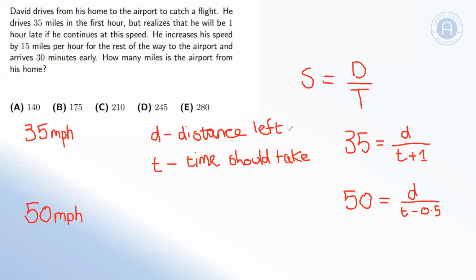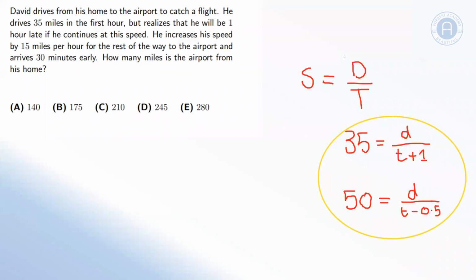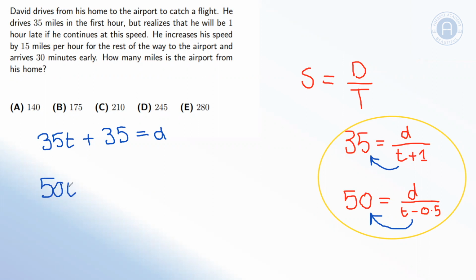Okay, what we've created here are two simultaneous equations. We have two unknowns and we have two equations. That means we can find solutions from these equations. So the first thing I'm going to do is make them into nicer looking linear equations. I'm going to multiply by T plus 1 for the first equation, and by T minus 0.5 for the second equation. So we get 35T plus 35 is equal to D. That's equation 1. And our second equation, we get 50T minus 25 equals D.